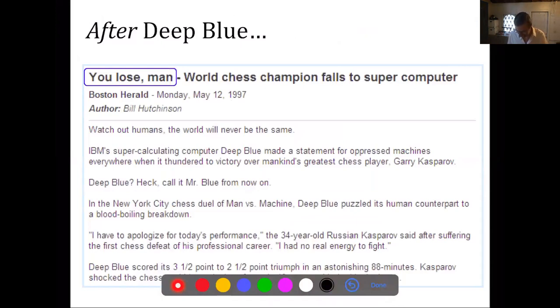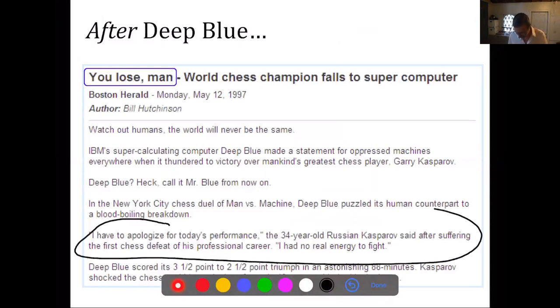I don't know why this is here at this point. It should have been two slides back. It's just a little article about Deep Blue beating Garry Kasparov in 1997. This quote down here is interesting.